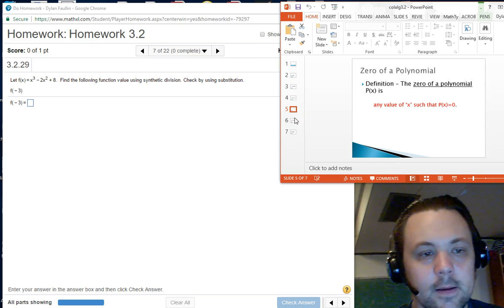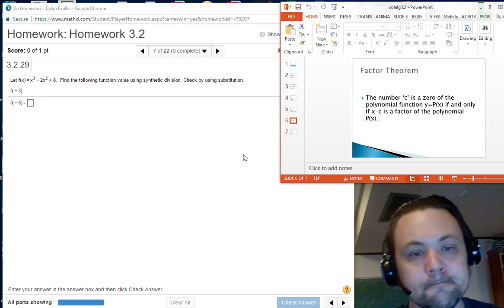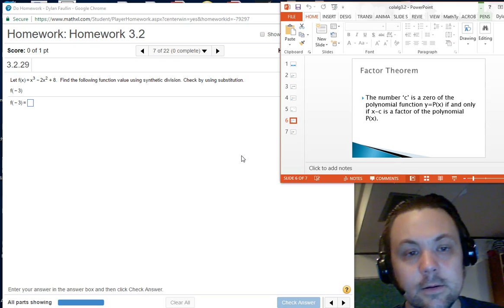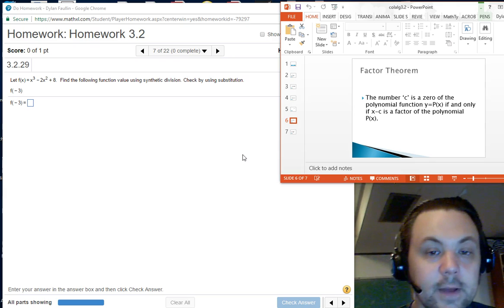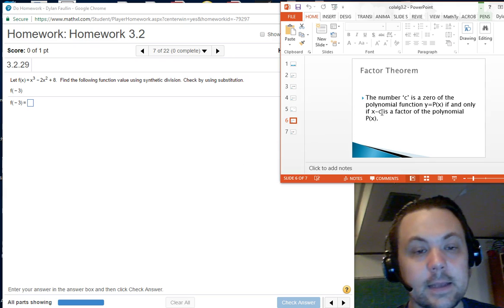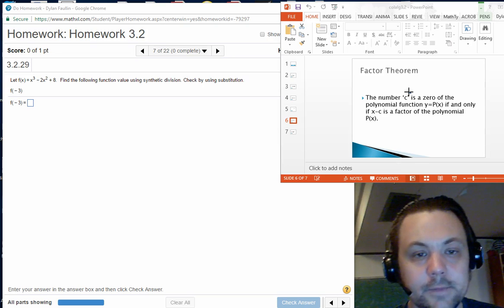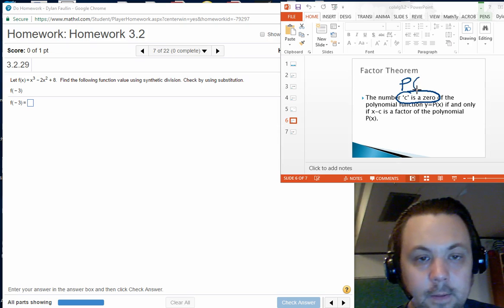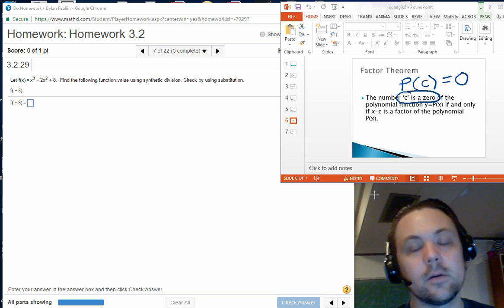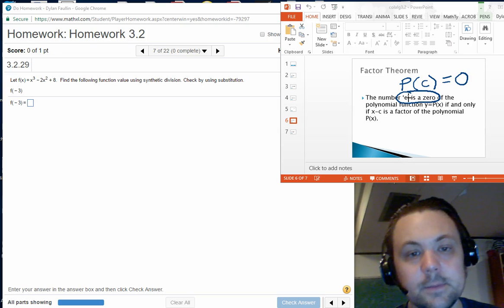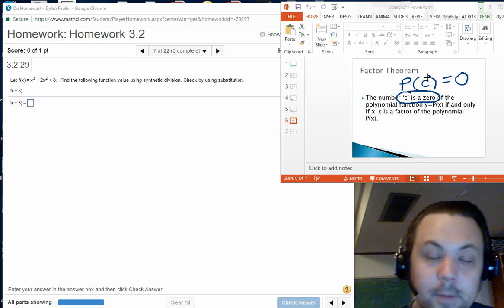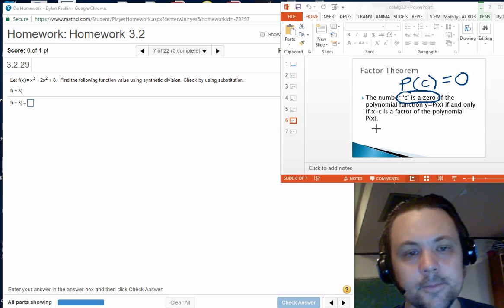All right. So here's the factor theorem. The number c is a 0 of the polynomial function y equals p of x if and only if x minus c is a factor of the polynomial p of x. All right. So if c is a 0 of the polynomial, the definition we just looked at tells me then if I were to plug c in to the polynomial, it would make the polynomial equal 0. That's what it means to be a 0. It's a number that, when plugged into the polynomial, makes the polynomial equal 0.